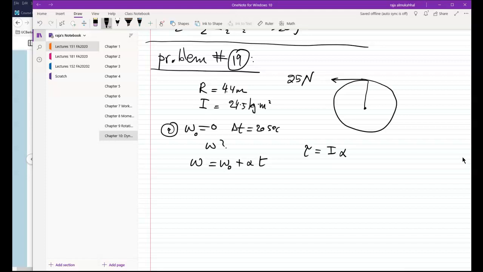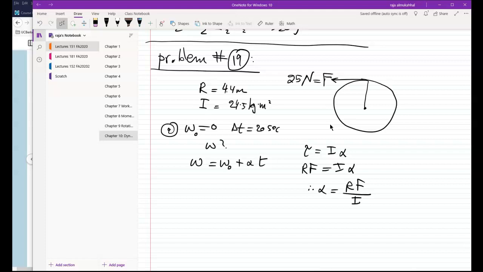I is given to us right here. I need alpha, but what is tau? Well, tau is equal to RF. Remember? Tau equals I alpha. And R and F are given. Here is F right here. This is F. And R is given to us as well. So therefore, alpha is RF over I.